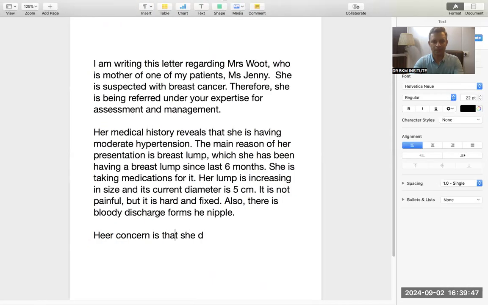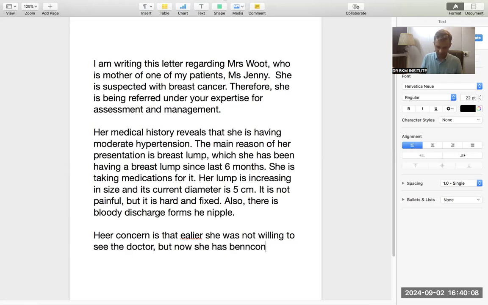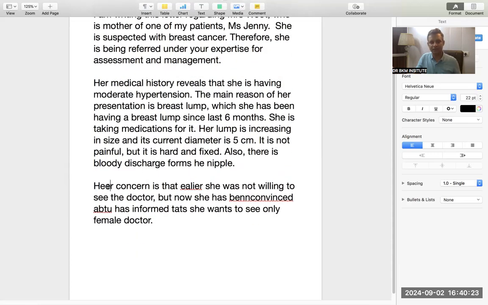Her concern is that earlier I have to change it. I can't help it because it's going in the past. Earlier, she was not willing to see the doctor, but now she has been convinced, but has informed that she wants to see only female doctor. That is what she has said. So basically, what was her concern?